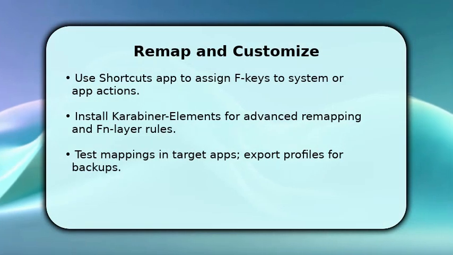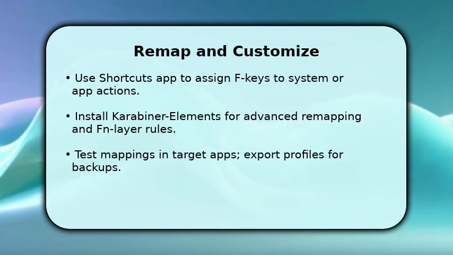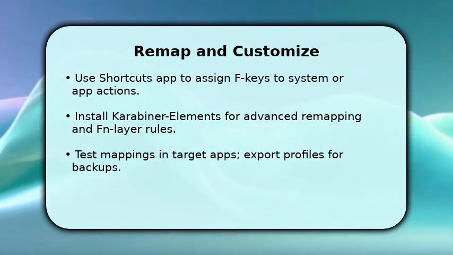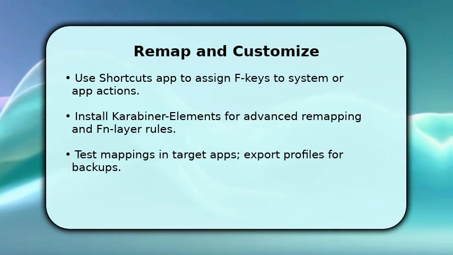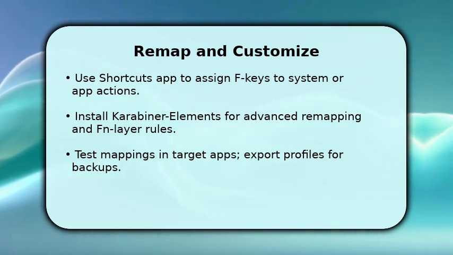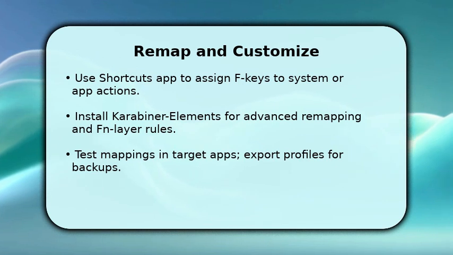Use the Shortcuts app to assign F keys to system actions or scriptable app commands. That covers many needs without extra tools. For complex conditional mappings, like app-specific or Fn layer rules, install Karabiner-Elements and create device-level profiles.